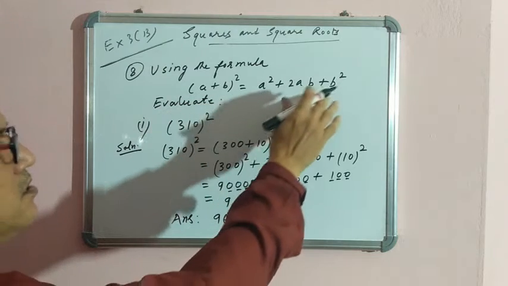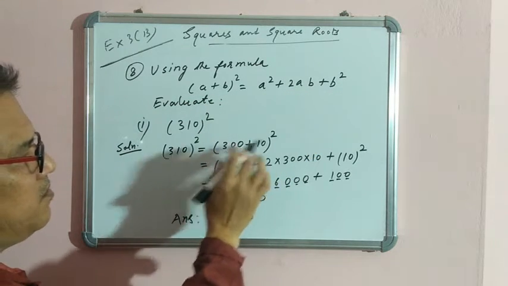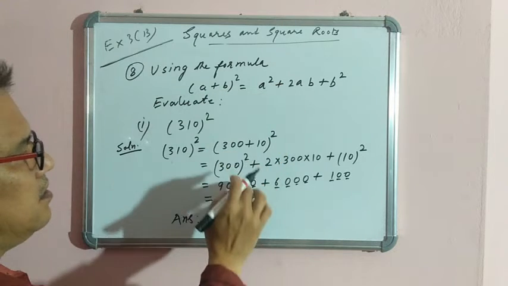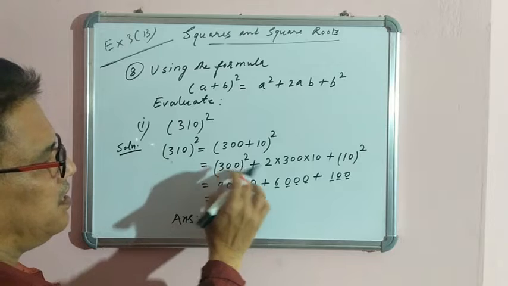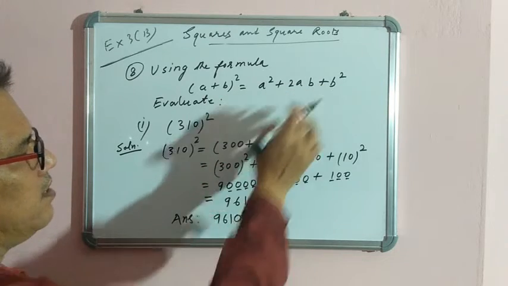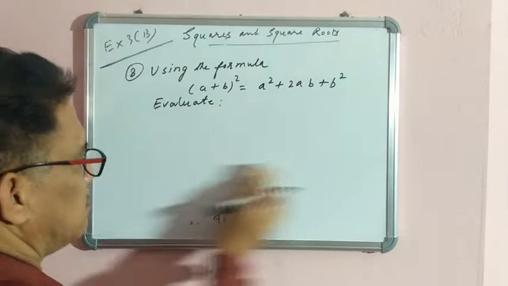We have used this identity, split this 310 in the form a plus b. Now put in the identity, that is the formula. There the value of a is 300 and b is 10. Everywhere we have put the value of a and b, then we are getting the answer.